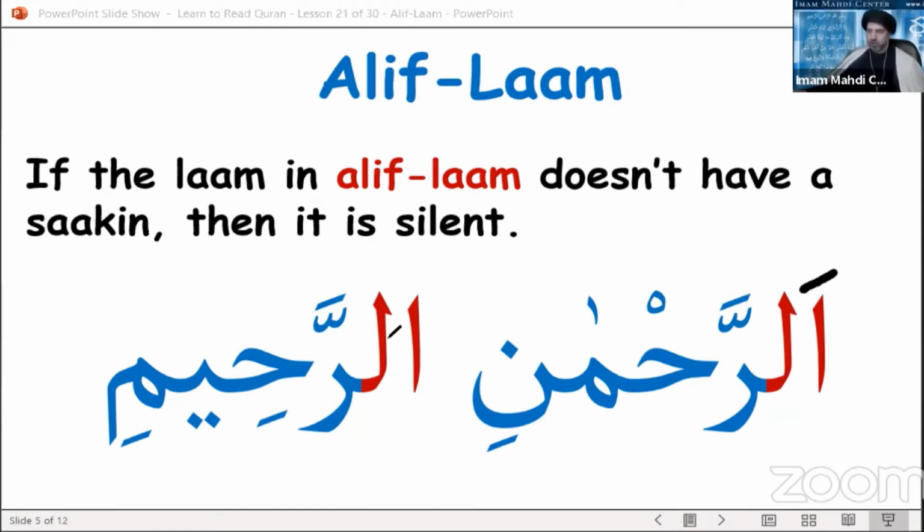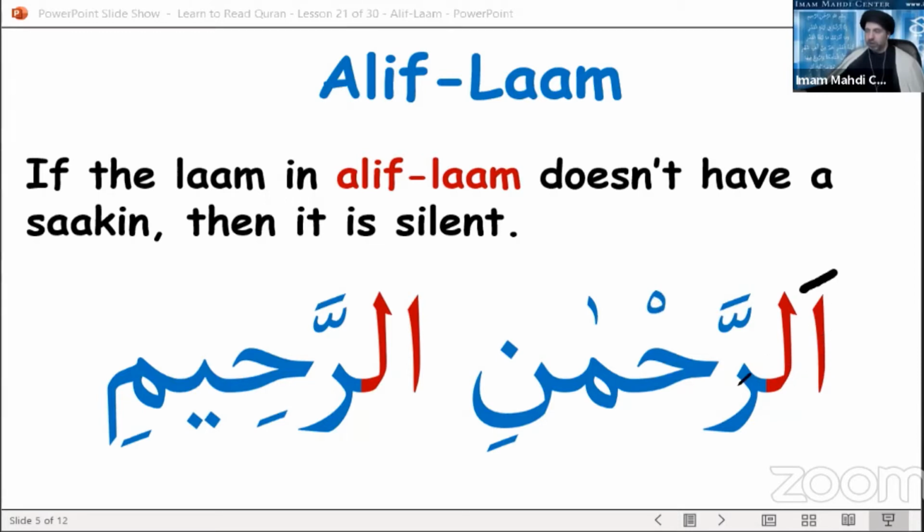And it's the same situation with the second alif lam. The lam does not have a sakin on it, so the lam is silent. So we're going to connect this alif here with this ra that has shad. And then the ra has a fatha, and then the ha after it has a sakin.